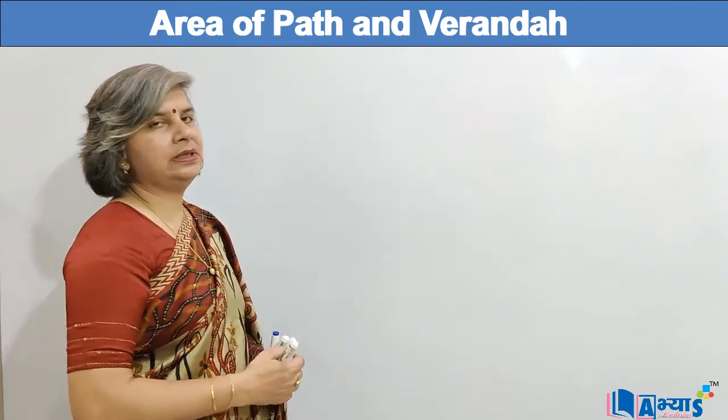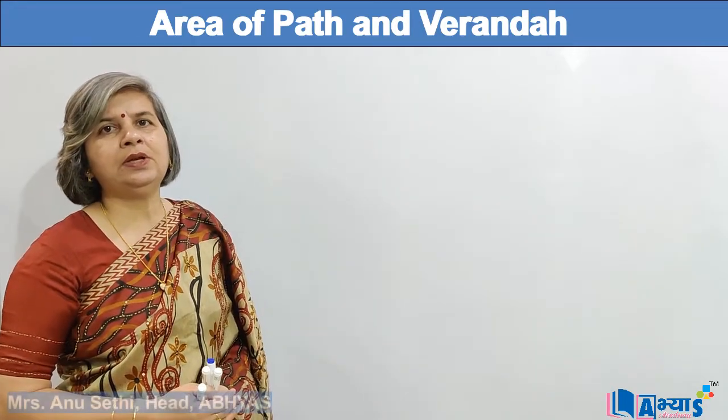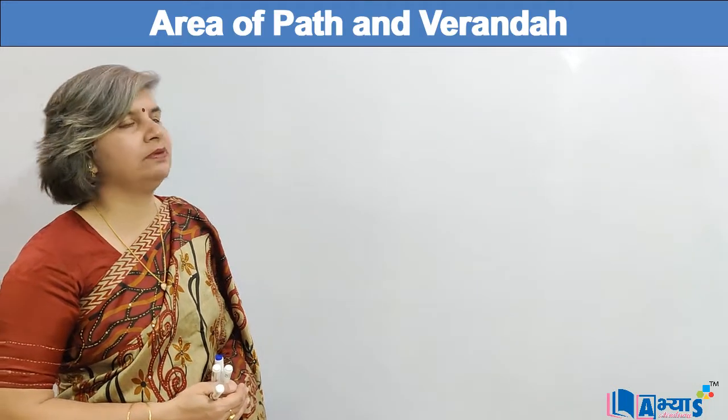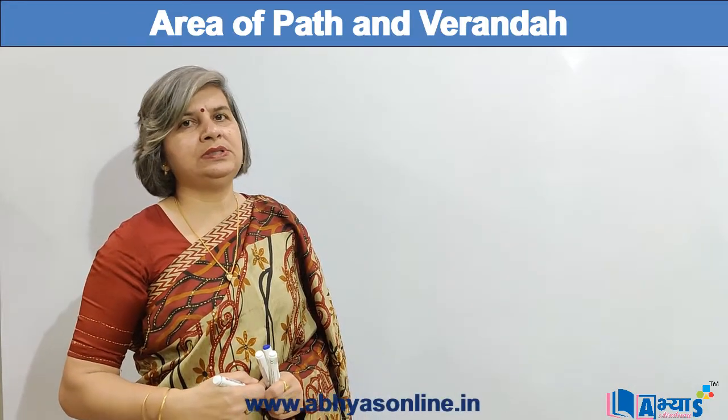Now I am going to discuss the concept of area of path and veranda. There are certain situations in which we are leaving certain area that is considered as a footpath or maybe veranda outside a house. Suppose we are given the dimensions of the plot in which the house is to be made, and we are given the dimensions of the house, then the area remaining between the two is the veranda.